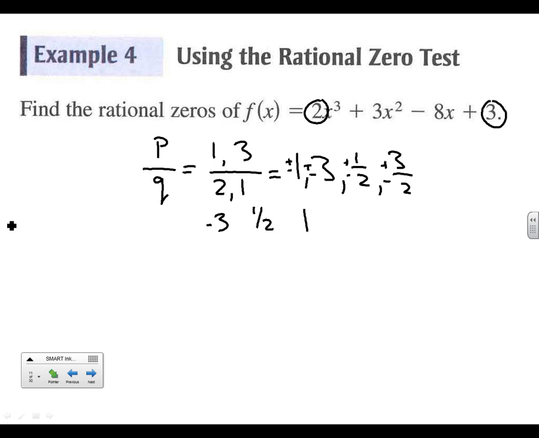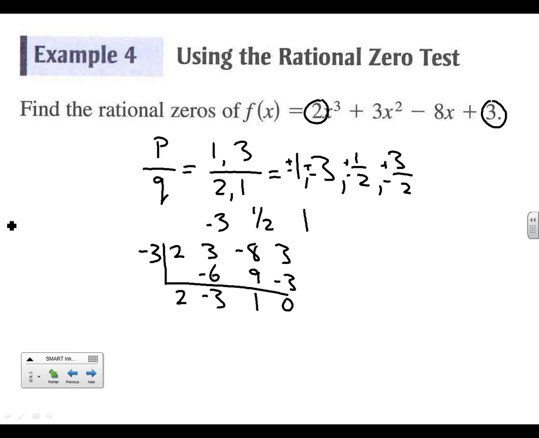Okay, so I look at our possibles. All three of those are possible solutions, so I'm going to work with all of them. We're going to do synthetic division to check and see if any of these are in fact 0. So let's start with -3. We'll punch in 2, 3, -8, and 3. And lo and behold, -3 is one of the zeros.